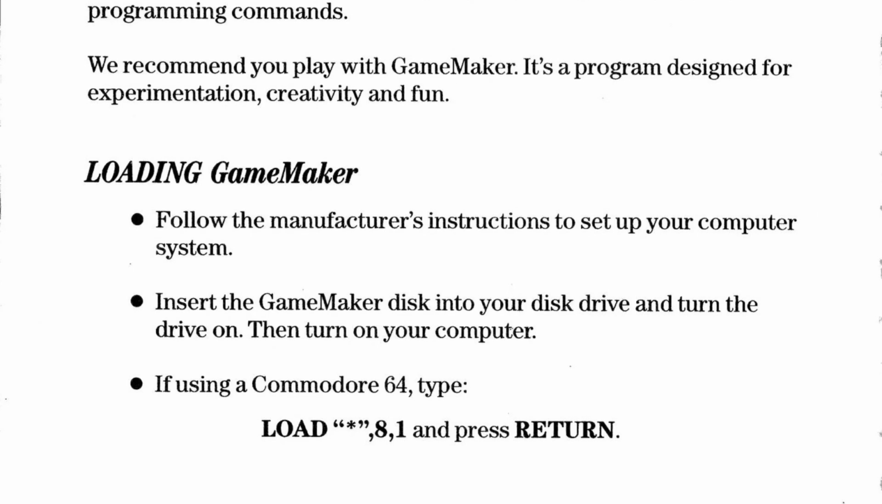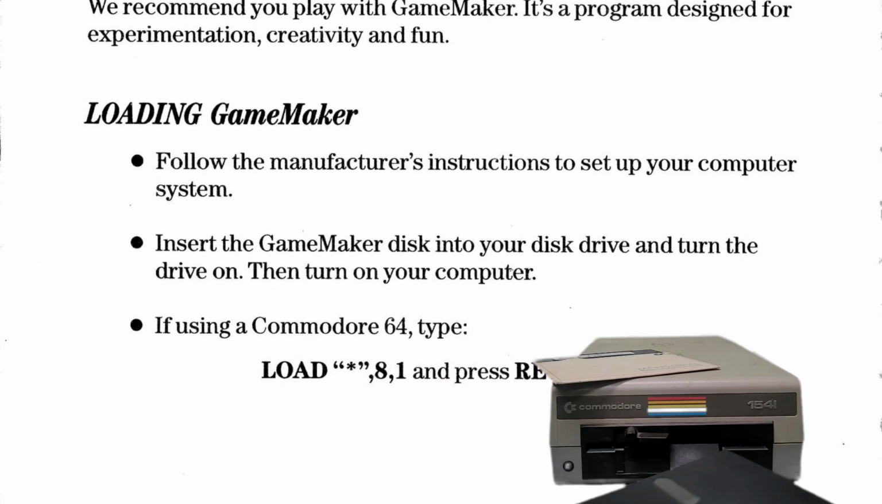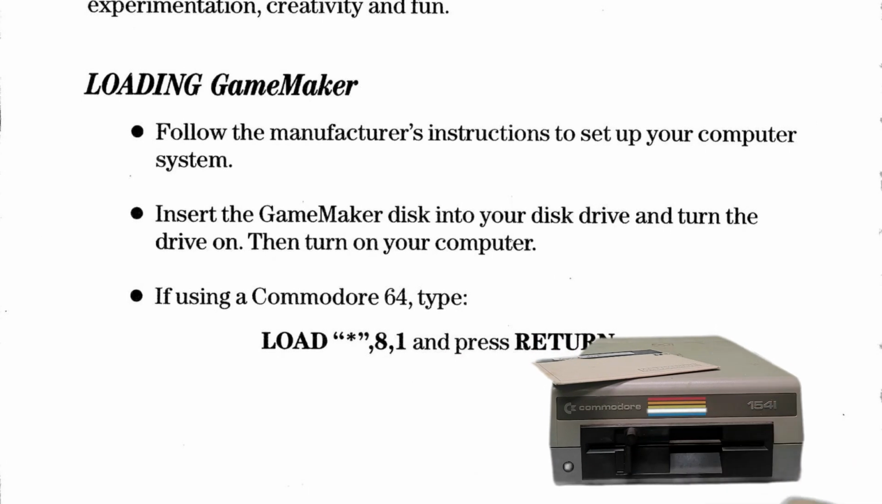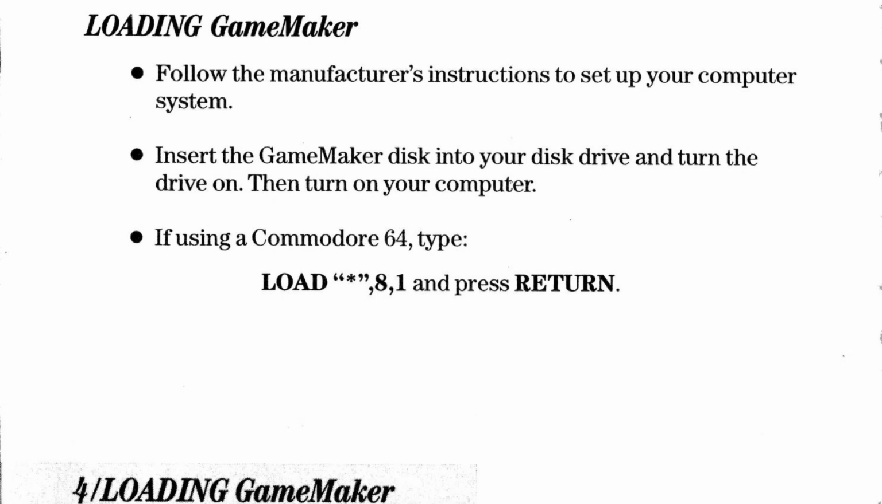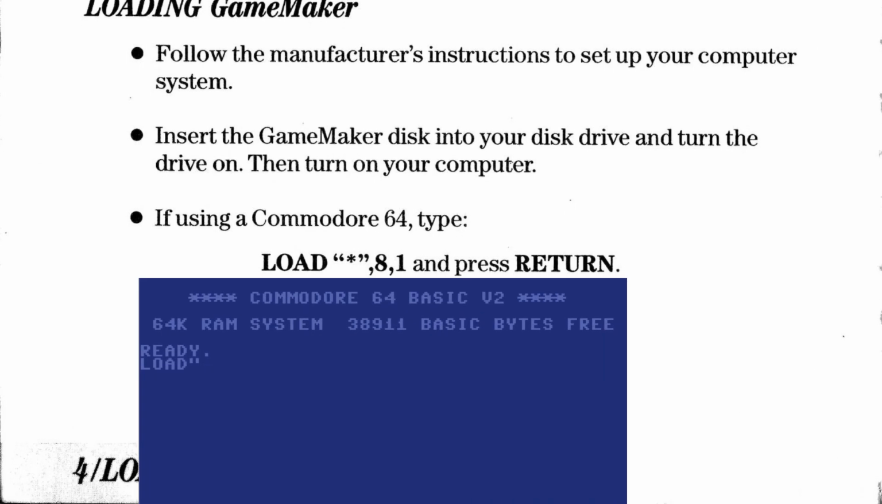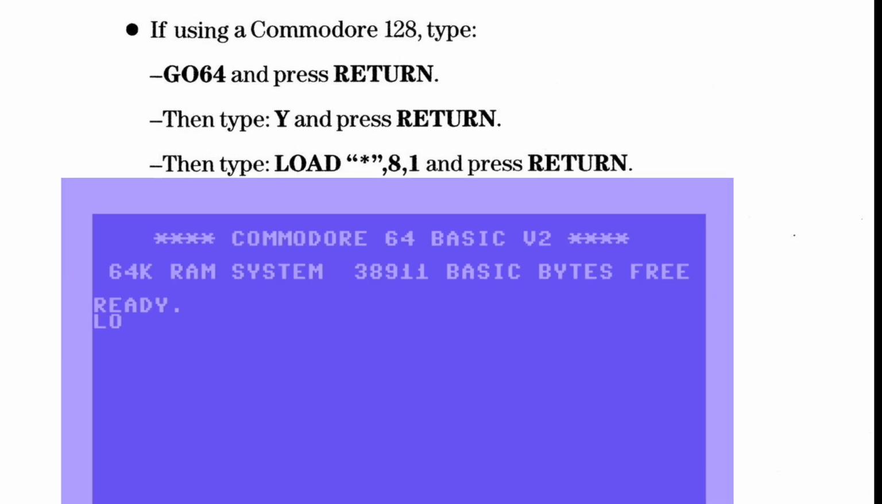Loading Game Maker. Follow the manufacturer's instructions to set up your computer system. Insert the Game Maker disk into your disk drive and turn the drive on. Then turn on your computer. If using a Commodore 64, type LOAD, quote, star, quote, comma, 8, comma, 1, and press return. If using a Commodore 128, type GO64 and press return. Then type Y and press return. Then type LOAD, quote, star, quote, comma, 8, comma, 1, and press return.